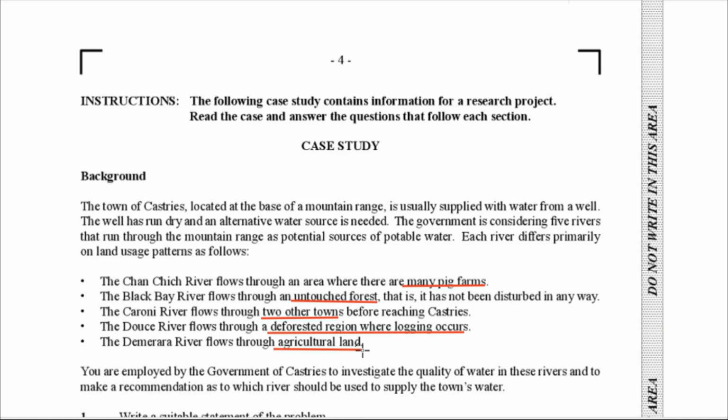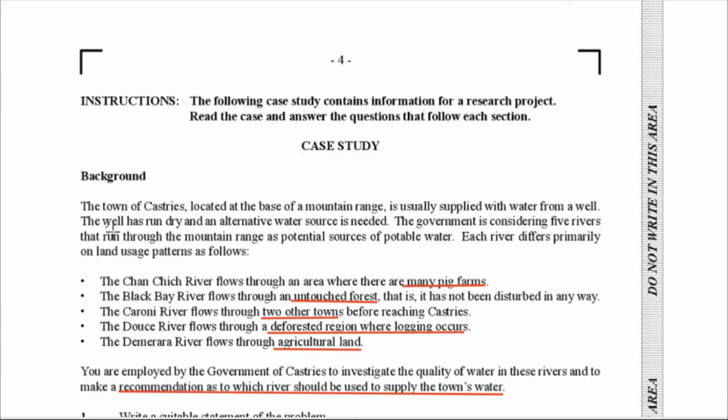So it says here you are employed by the government of Castries to investigate the quality of water in these rivers and to make a recommendation as to which river should be used to supply the town's water. So we see our recommendation here, so I'm just going to underline that. They're trying to figure out which of these rivers, because remember they're looking at an alternative water source.